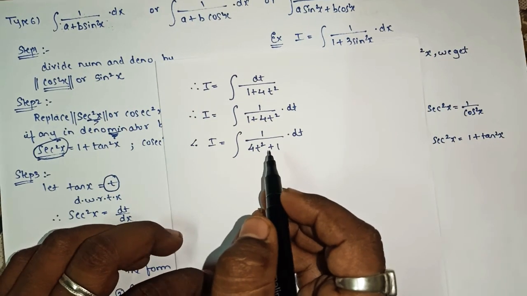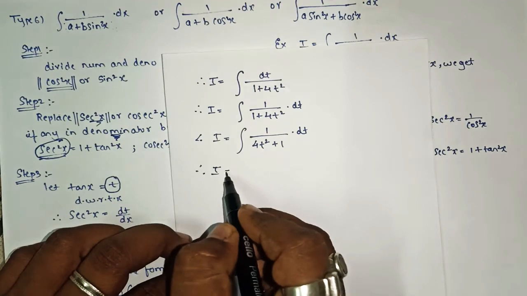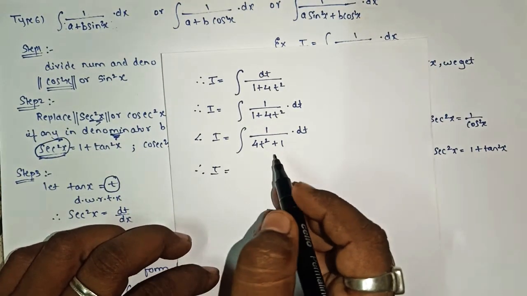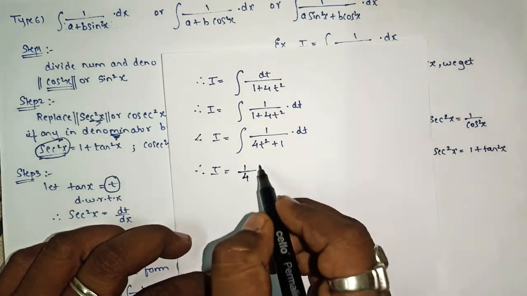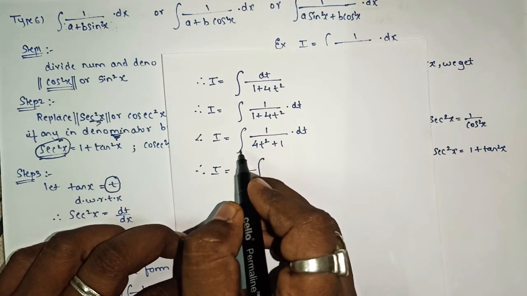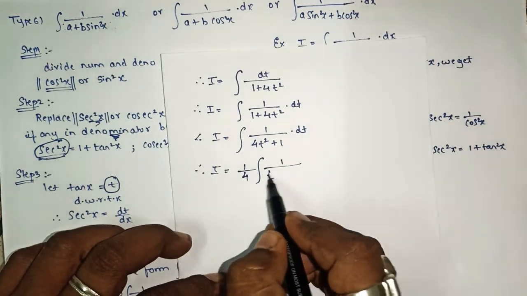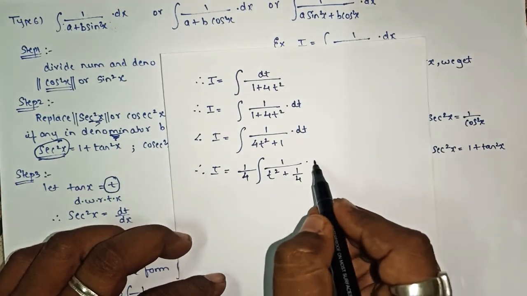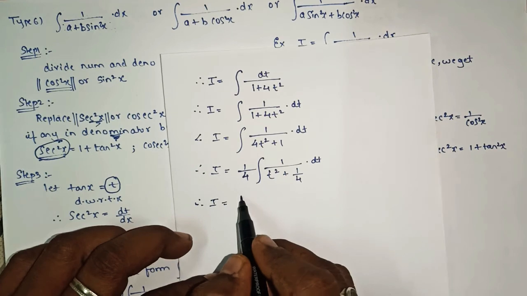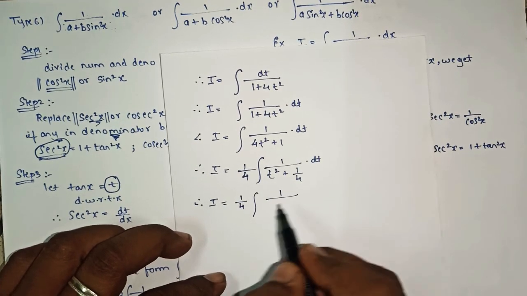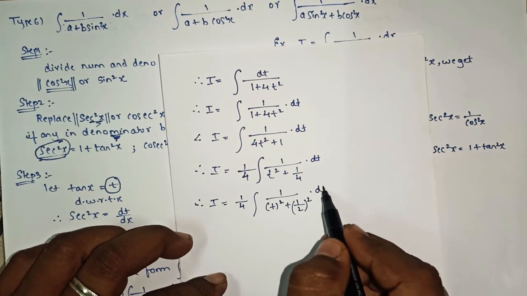But we'll stick with the property. What is the property? Whenever it is a quadratic, we have to make the coefficient of the square term 1. So we'll make this t square coefficient 1. We'll bring 4 outside the integral, but when it comes outside the integral it will come as 1 upon 4, because 4 is in the denominator. And this will be t square plus 1 upon 4 into dt. So therefore I equals 1 upon 4 times 1 upon t square plus 1 upon 2 the whole square. Yes or no?